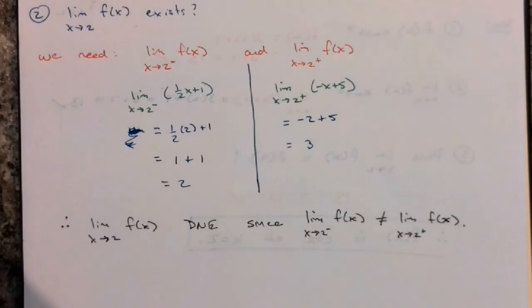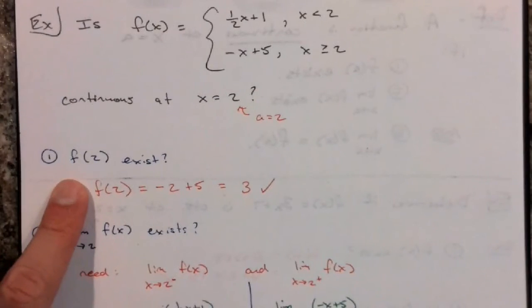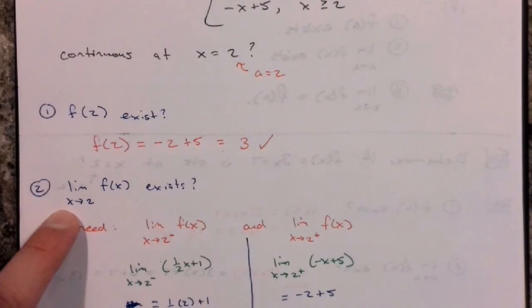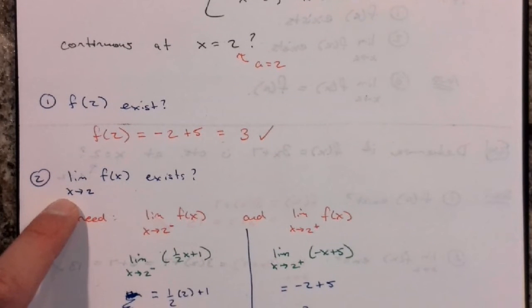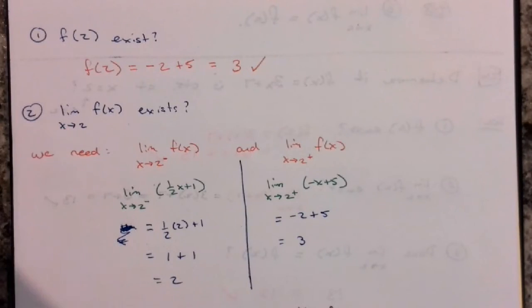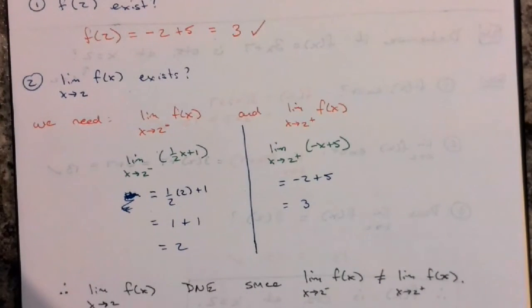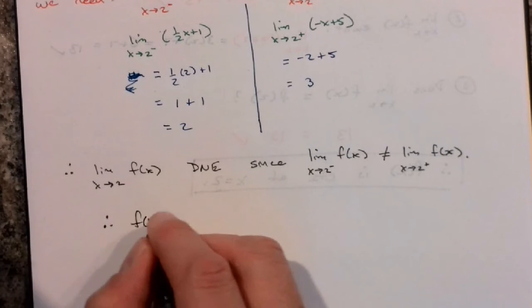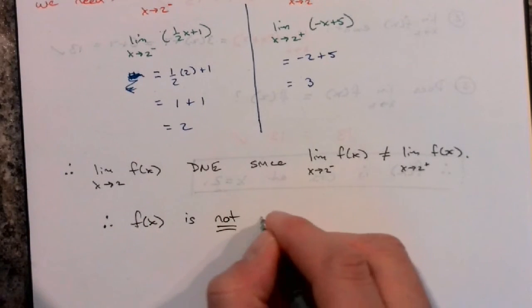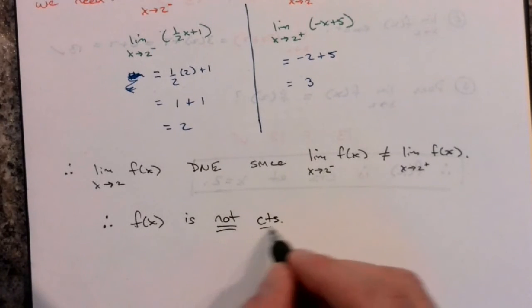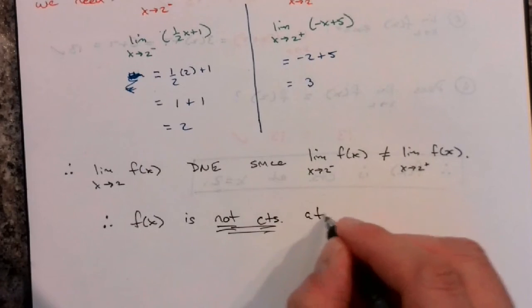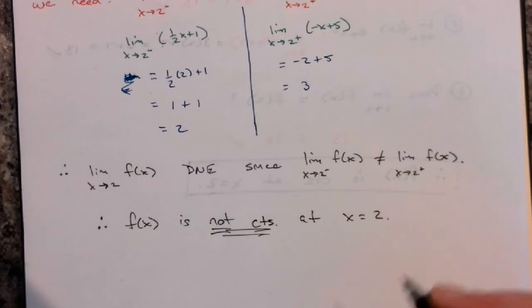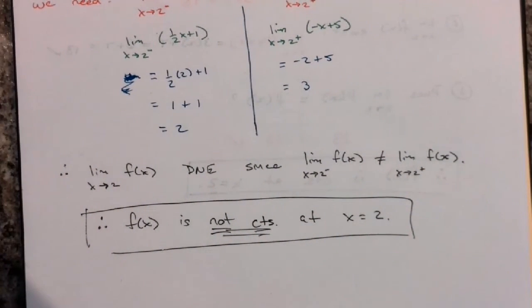I know it might feel like you're done, but we didn't actually answer the question yet. What was the question? The question was, is this continuous? Remember, to be continuous, the function value at the point has to exist, the limit as you approach the value has to exist, and then those have to be equal. But if the limit doesn't exist in step 2, which we just found, then you don't have a chance of being continuous. It has to meet all 3 criteria. So because of this, we can say, therefore, f of x is not continuous, CTS for continuous, at x equals 2. That's actually the answer. Don't forget to answer the question we're asking. So f of x is not continuous at x equals 2.